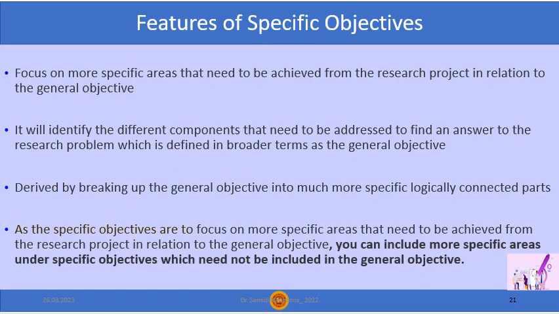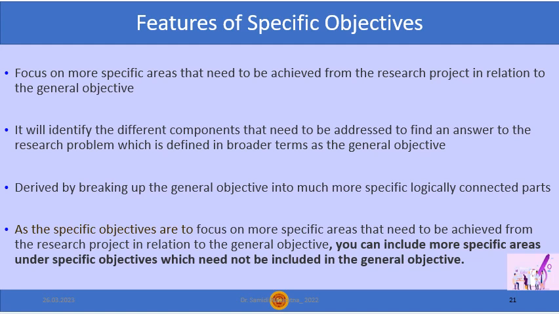Okay. So moving on to the features of specific objectives. So this is a little different from the general objective we just discussed. So specific objectives focus on more specific areas that need to be achieved from the research project in relation to the general objective. Okay, so it will identify the different components that need to be addressed to find an answer to the research problem, which is defined in broad terms as the general objective.